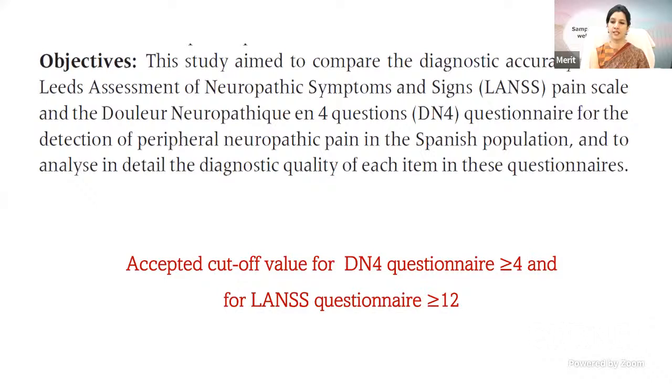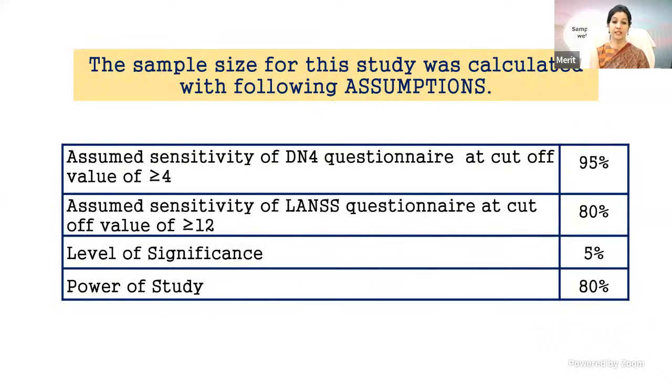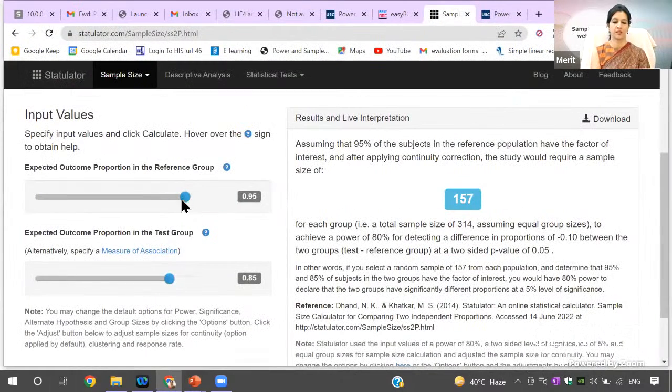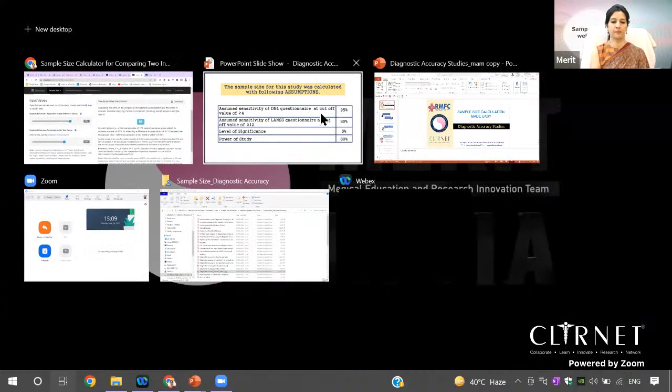So using these cutoffs, we have taken the sensitivity and specificity. The assumed sensitivity of the DN4 questionnaire is 95% and the assumed sensitivity of the LANSS questionnaire is 80%. So 95 and 80. You go to 95 and instead of 85, you enter 80. So it will be 86. So now coming to another example.